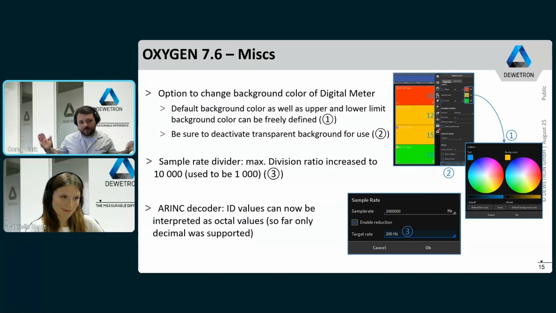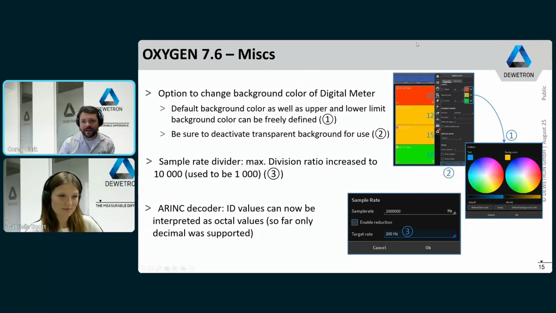So Oxygen has always had digital meters, and we have the ability to change the color of the numbers or text inside of our digital meters. We could set the upper and lower limits. It would be a nice visual representation for the client or user to see if a limit's been exceeded or not. Now, sometimes that can be hard to stare at, these numbers flashing and changing all the time.